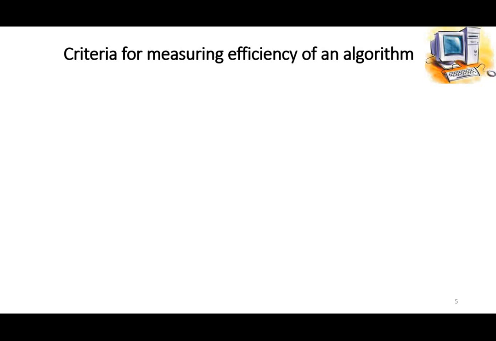Now, criteria for measuring efficiency of an algorithm. As we discussed earlier, there may be several possible solutions to solve a single problem, which means that there may be several possible algorithms for solving any single problem, but we have to select, or we have to know the best algorithm for solving any particular problem. So there is a criteria for measuring the efficiency of an algorithm.